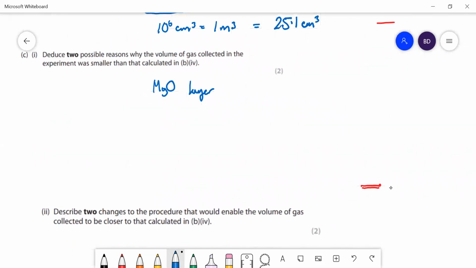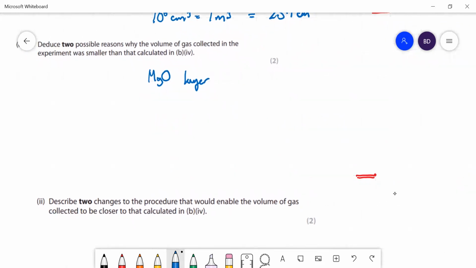Okay. Describe 2 changes to the procedure that would enable the volume of gas collected to be closer to the calculated value. Well, first of all, I think you could remove the magnesium oxide layer by using some sandpaper, sanding the surface of the magnesium. That would be one.